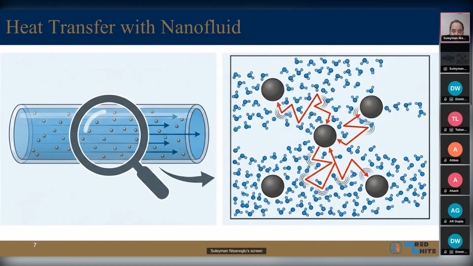This erratic zigzag movement creates microscopic convection currents within the fluid itself. The particles continuously collide, transfer heat rapidly, and effectively disrupt the thermal boundary layer. This highly dynamic micro-level interaction is the secret behind the massively enhanced heat transfer performance of nanofluid. That is very important, this Brownian motion.